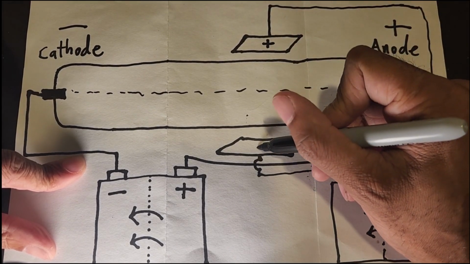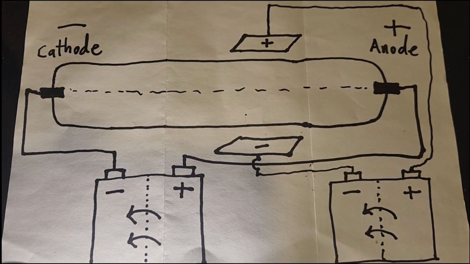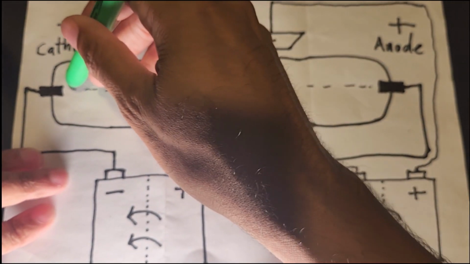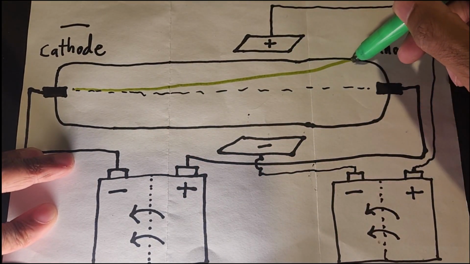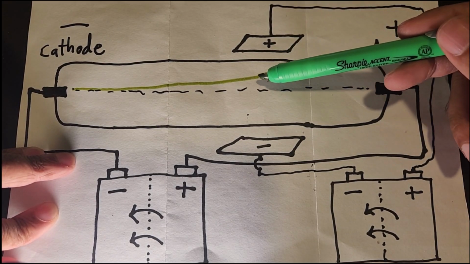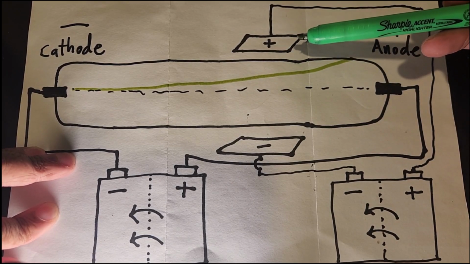Positive and negative. And so when they shot the beam this time, they would see that instead of it going straight across, it would curve. And they thought, well, the beam is being attracted to the positive plate.